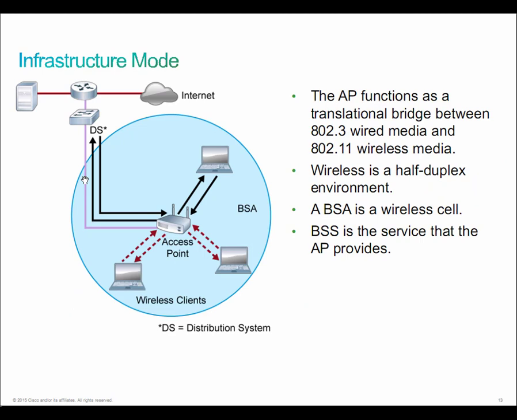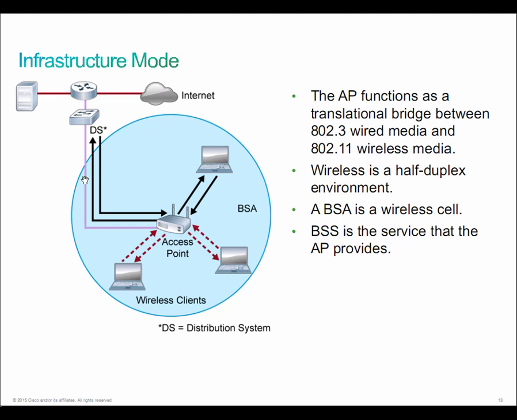In infrastructure mode, essentially infrastructure mode basically just means that we have wireless access points that are connected to our infrastructure. So we have communication that can occur between devices connected to the wireless access point, but they can also communicate to devices that are connected to the LAN, right? Now we see what we call a BSA. A BSA stands for basic service area, and that's the wireless cell that the wireless access point is providing services for.